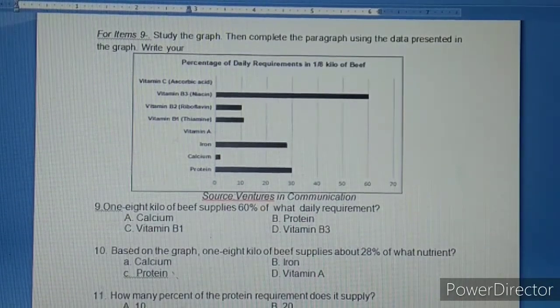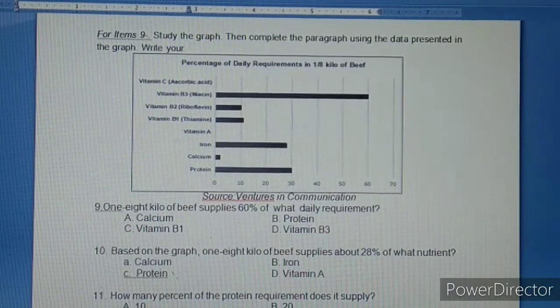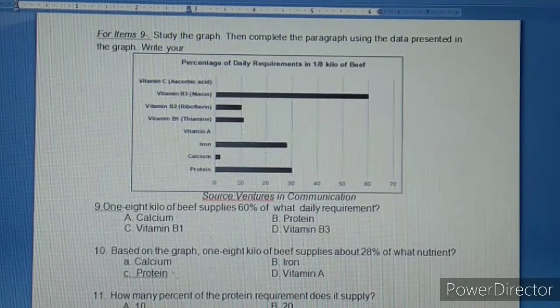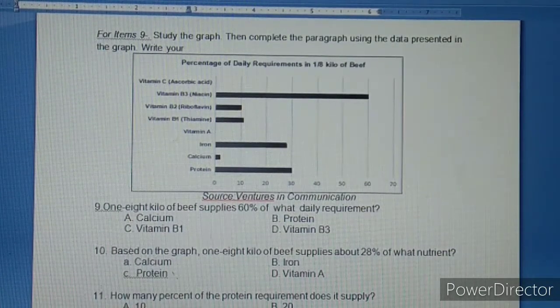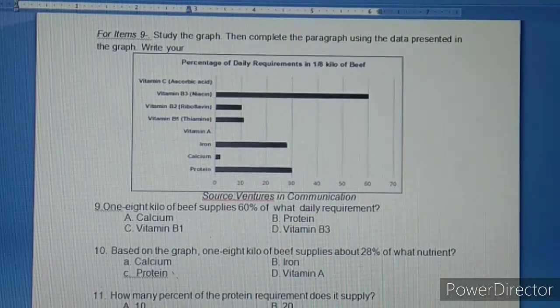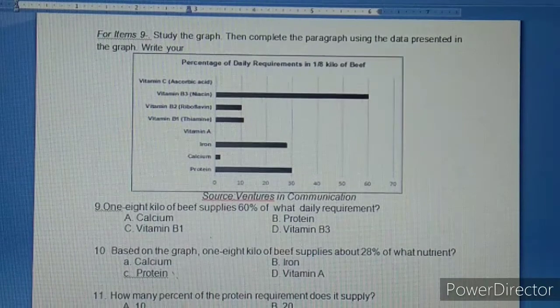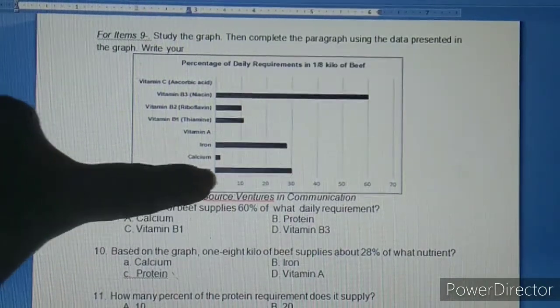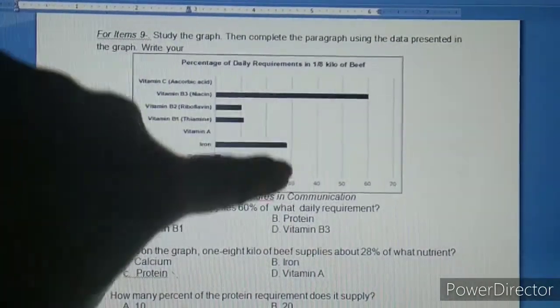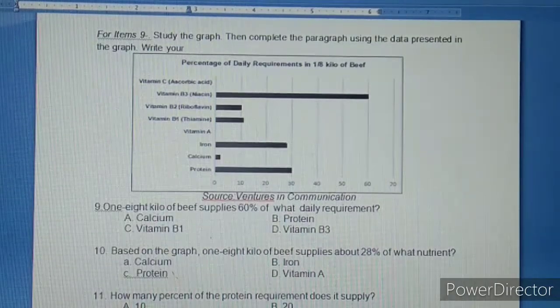Now let's move on to number 11. How many percent of the protein requirement does it supply? A. 10, B. 20, C. 30, D. 50. The correct answer for number 11 is letter, let's find out, protein. Protein is this one, or how many percent? So it's 30, letter C.